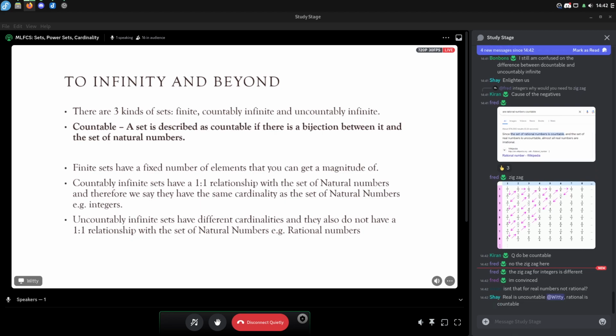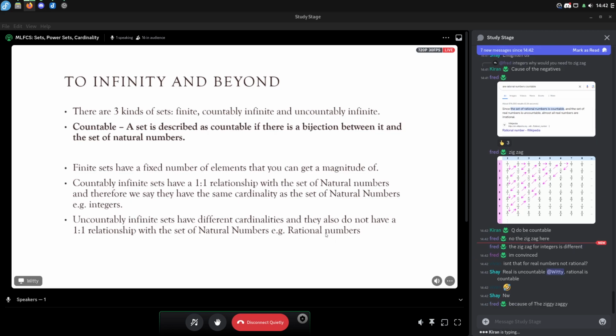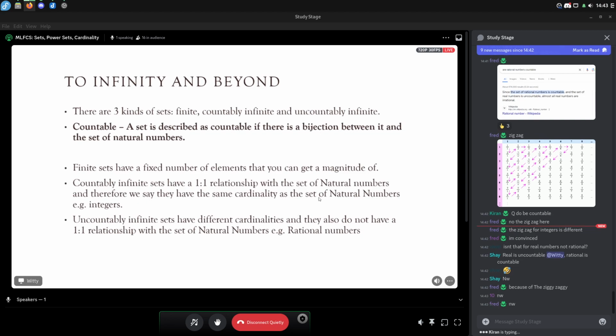Oh, right. Yeah. My bad, guys. Real numbers are uncountable. Sorry, okay, my bad there, I meant real numbers. Real numbers are uncountable and rational numbers are countable, as well as integers, natural numbers, whatever.